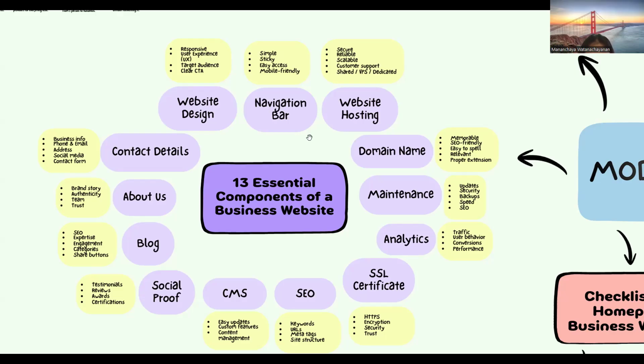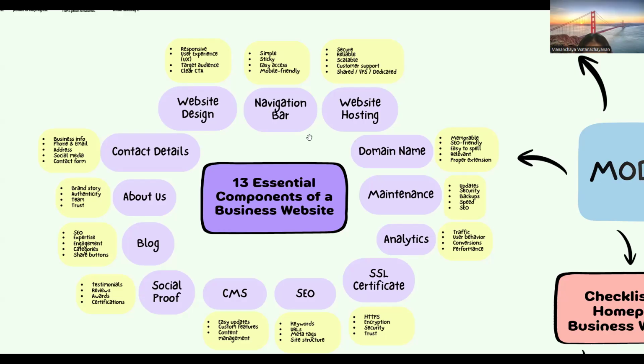Social proof includes customer reviews, testimonials, awards, and certifications. These elements increase trust and influence potential customers' purchasing decisions. Next one, a customized CMS. A content management system, or CMS, allows business owners to easily update website content without technical knowledge. A customized CMS can better suit specific business needs.